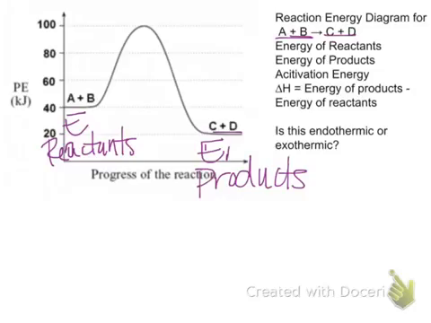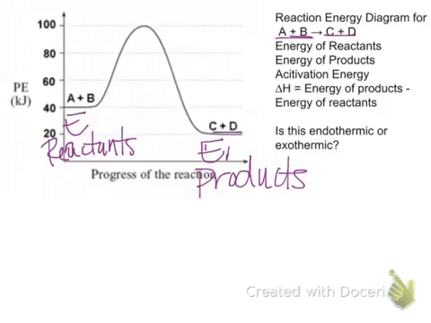What we're not really used to is what's happening in the middle, because we're usually just mixing things together and all of a sudden we have products. That middle part is what's called the activation energy. It's always going to take some kind of energy to make a chemical reaction happen. So that big hump in the middle tells us how much that is. That's our activation energy.